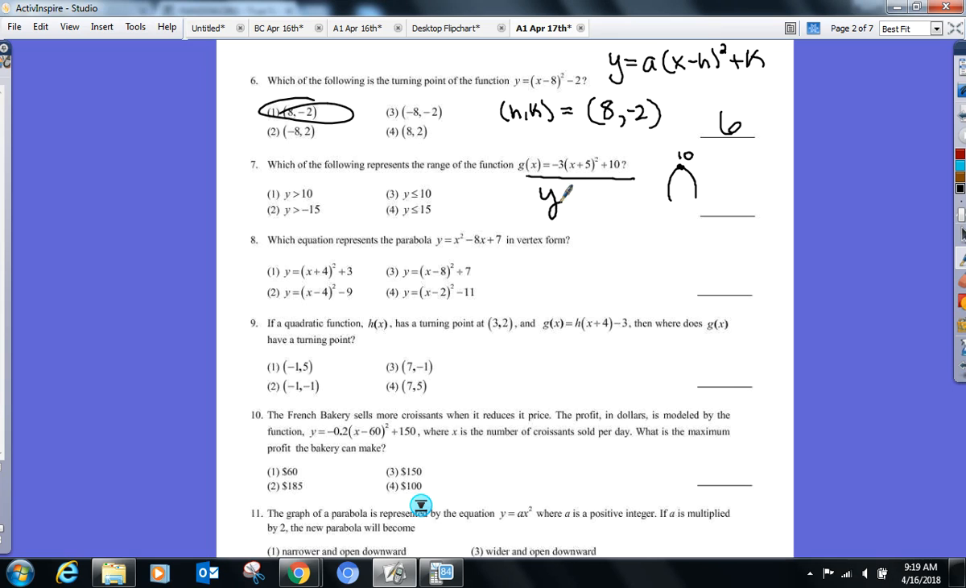And you tell me, all the y values, are they less than or greater than 10 if it's flipped? Less than, right? So less than or equal to 10. Yep. Choice 3.